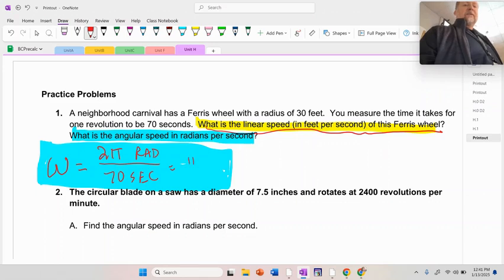You could reduce this or you can make it a decimal. I'll just leave it like this right now. You feel free to do what you want. You want to make it a decimal, go for it. It's pi over 35 radians per second. That's the answer for angular speed.